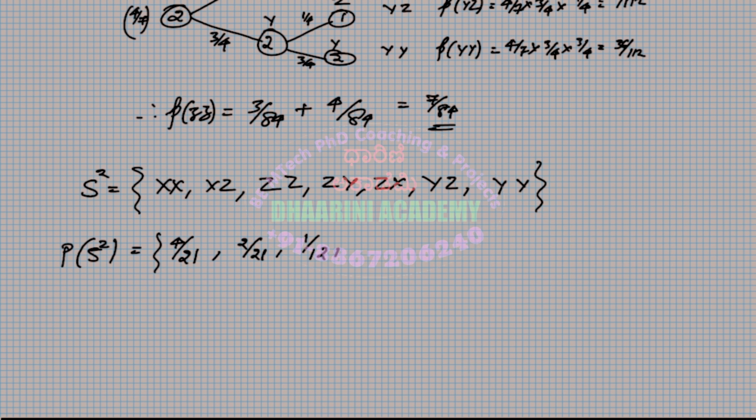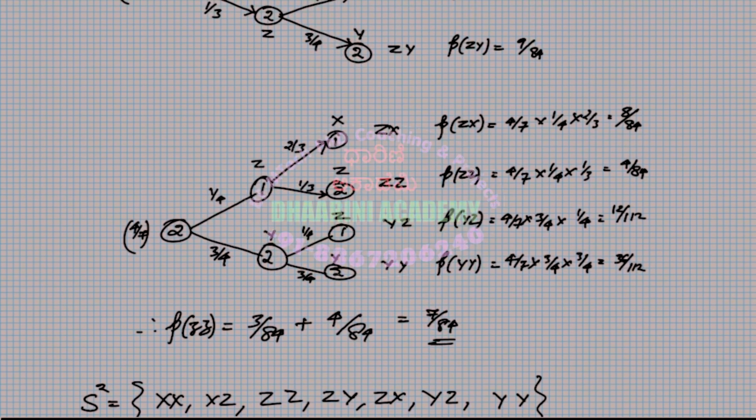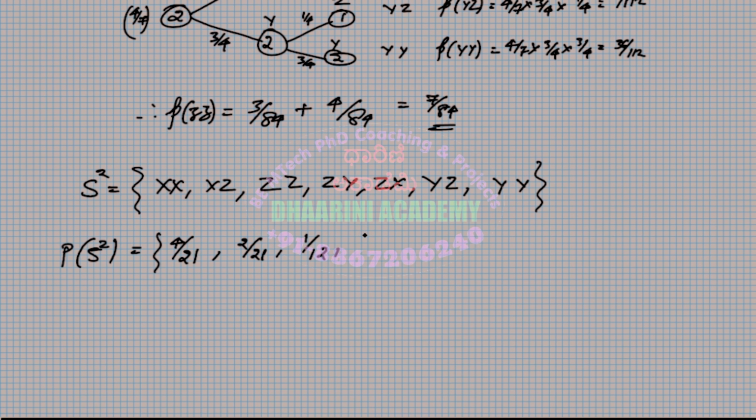Okay, then I have zy. What's the value of zy? 9 by 84. So 9 by 84 means I can once again cancel. So 3, 3 are 3 by 28. Okay, then I have for zx, yz, then I have yy, 9 by 28. Okay, these are the probabilities.